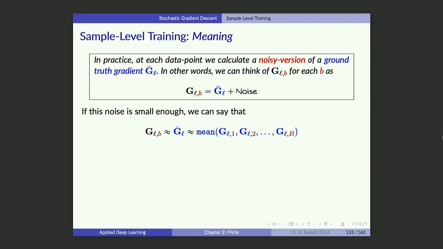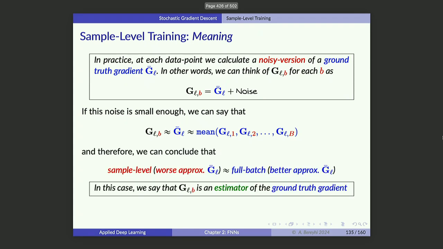So we wanted to know that blue gradient. We just estimate it based on what we have. And what we have right now is just one single data point. So the only way that we can estimate it is to just pass it forward, backward, get the gradient. That is your estimator of the true gradient that you want. And then what I'm going to do, I'm just going to say that this sample level gradient is approximately the full batch gradient, which is basically approximately, again, the ground truth that I want to compute.